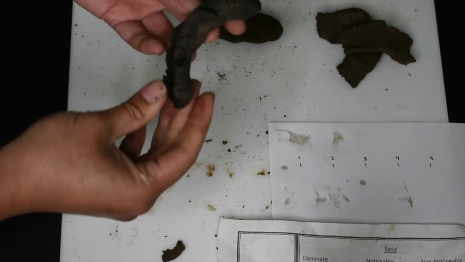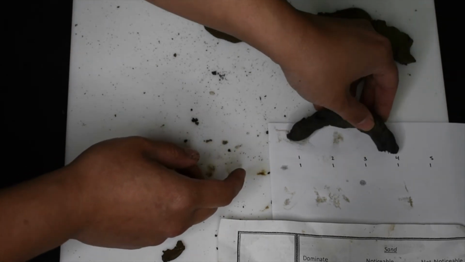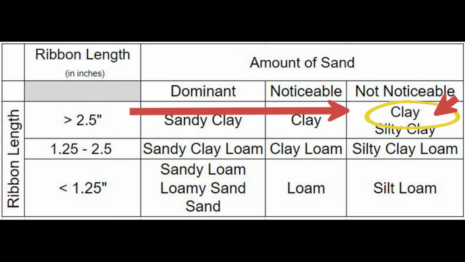This was my second soil, going back into the video. It was the darker one. So here you have it. It measures around 4 inches, maybe a little bit more or less than that. But as you can tell, it's greater than 2.5 inches, and I don't really feel any sand or grittiness in it. So I'm going to consider this just to be clay.